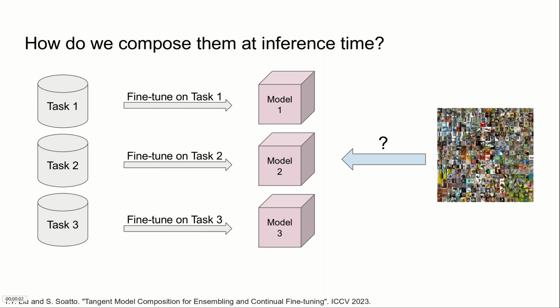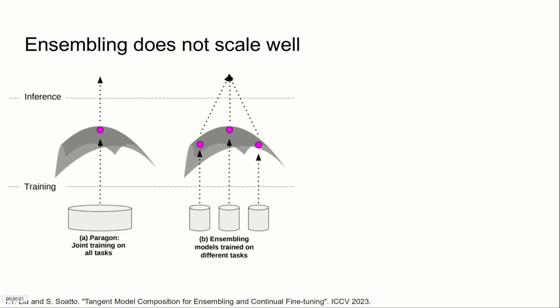Given multiple fine-tuned models, we wish to deploy them at inference time. However, combining these separately trained models is not trivial. One effective method would be ensembling the outputs, or logits, of each model. However, this does not scale well with the number of models in the ensemble, since the inference time increases with the number of models.